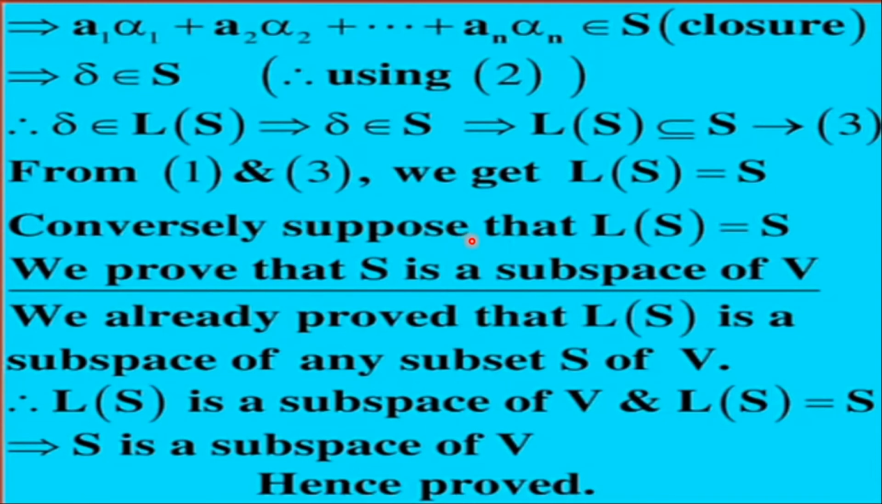Conversely, suppose that L of S equal to S. Now, we prove that S is a subspace of V. We already proved that L of S is a subspace of V for any subset S of V. Therefore, L of S is a subspace of V and L of S equal to S. Therefore, S is a subspace of V. Hence, proved.